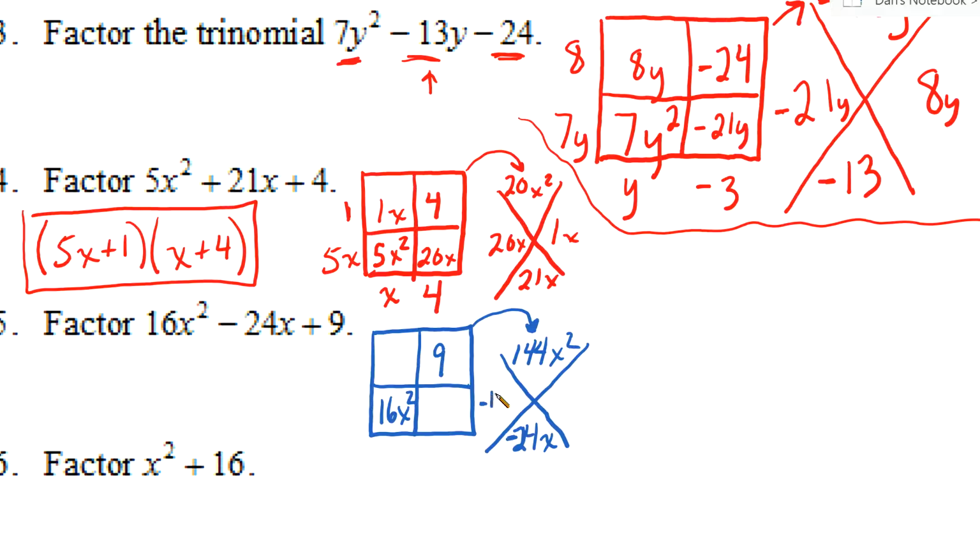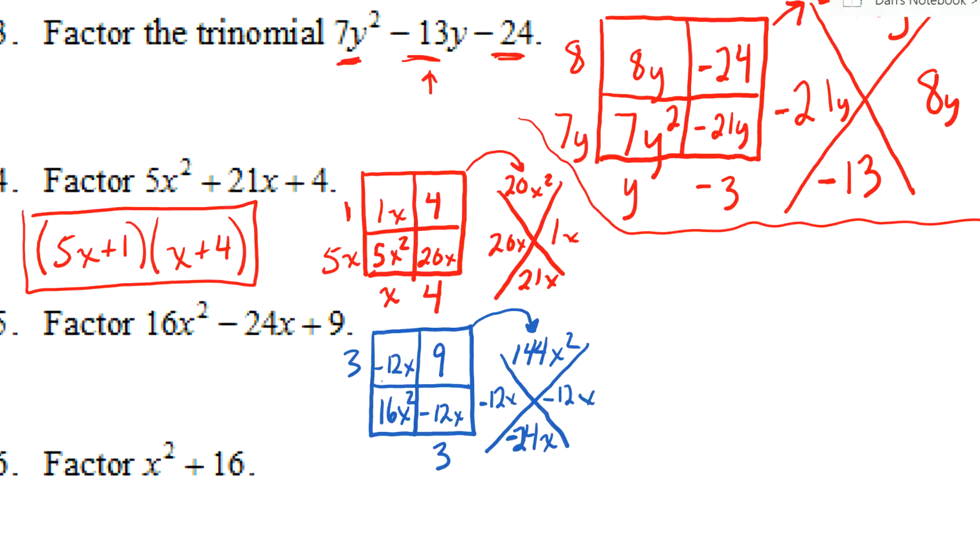So negative 12x, negative 12x. Put those in my box. Okay, what can I take out of 12 and 9? Well, 3 times 3 gives me 9. That also comes out of 12. And that means that something times 3 gives me negative 12x. So that should be a 4.